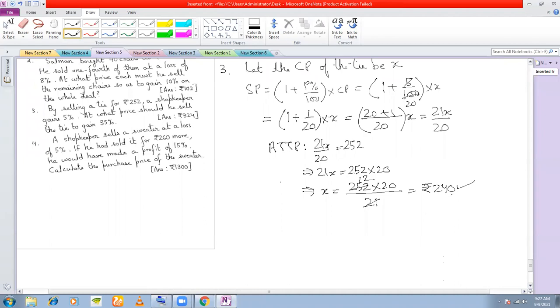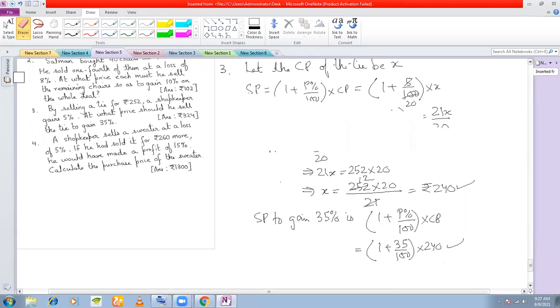So at what price should he sell to gain 35%, if the cost price is 240? Selling price to gain 35% is 1 plus P% by 100 into cost price, which is 1 plus 35 by 100 into 240. You can calculate this to get your answer as 324. So this problem was very similar to the last two problems that we discussed.